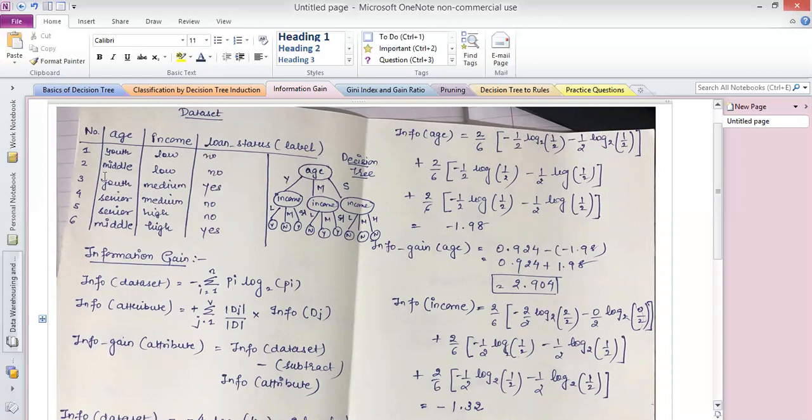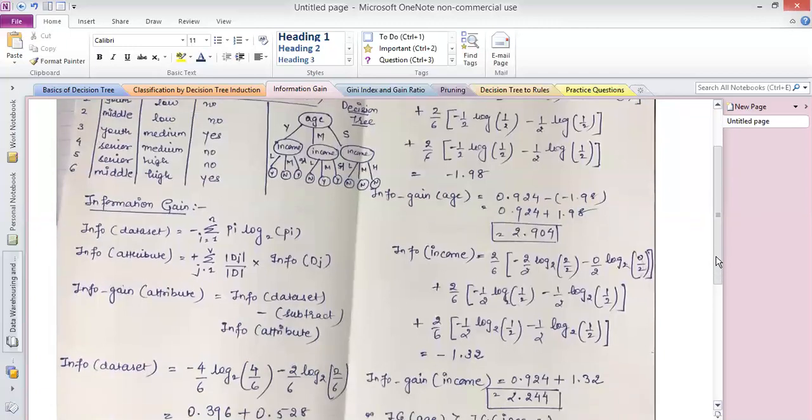Plus, for middle again, you've got 2 tuples. One says no, the other one says yes. So 2 by 6 minus 1 by 2 log 1 by 2 to the base 2 here, minus 1 by 2 log 1 by 2 to the base 2 here as well. The third one is senior. Both of them say no, I made a mistake here. Kindly rectify when you solve it on your own. 2 by 6 in the bracket, it's going to be minus 0 by 2 log 0 by 2 to the base 2 minus 2 by 2 log 2 by 2 to the base 2. The answer is going to be something. What next? You subtract this value from the info data set and you get some value.